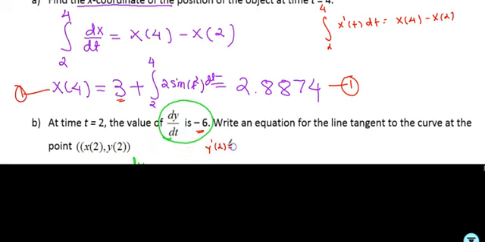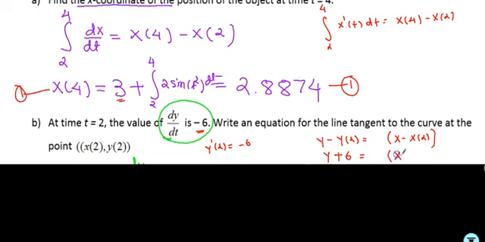Write the equation of the tangent line to the curve at this point. So the equation of the tangent line is y minus y2 equals slope times x minus x2. Remember, the slope at t equal to 2 is already given, and the position at t equal to 2 is already given to you. So this is going to be very simple. Y plus 6 is equal to slope times x minus 3.